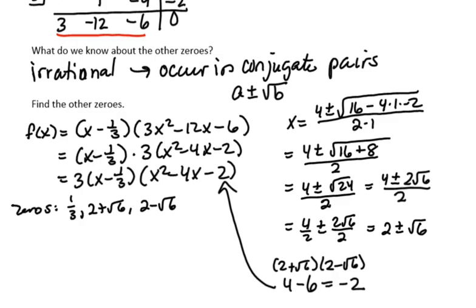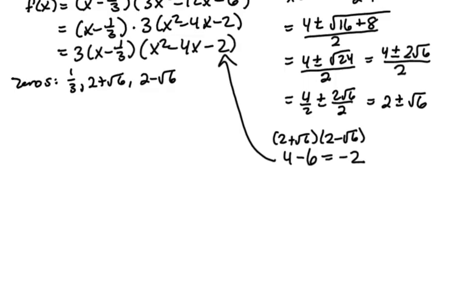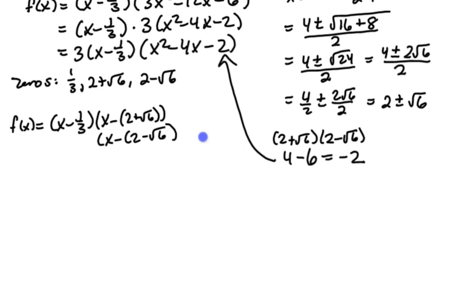We can write this in factored form, which is kind of an odd looking thing, but we can write this as linear factors. Right now we have a linear factor and an irreducible quadratic factor, but let's say we wanted to show all three linear factors. It would look like this: x minus 1/3, x minus the quantity 2 plus the square root of 6, and x minus the quantity 2 minus the square root of 6. Actually, I should write them next to each other. It looks a little better. And if we were to multiply this out, we would get the original polynomial.